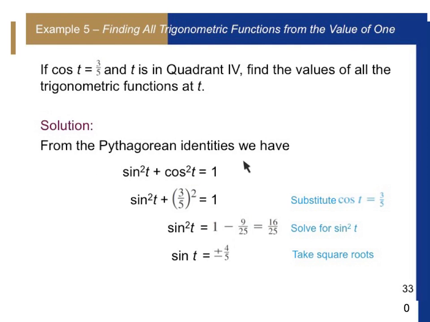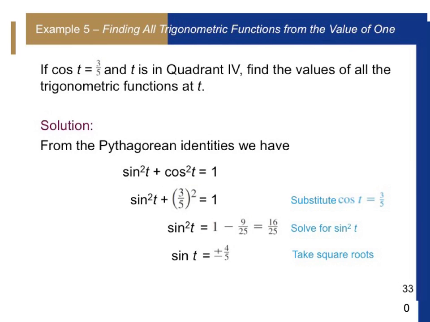But we can use our Pythagorean identity. Sine squared plus cosine squared is 1, so sine squared plus 3/5 squared is 1. Cosine is 3/5, so 3/5 squared is 9/25. So sine squared plus 9/25 is 1. Subtract 9/25 on both sides, and we get sine squared equals 1 minus 9/25, which gives us 16/25.